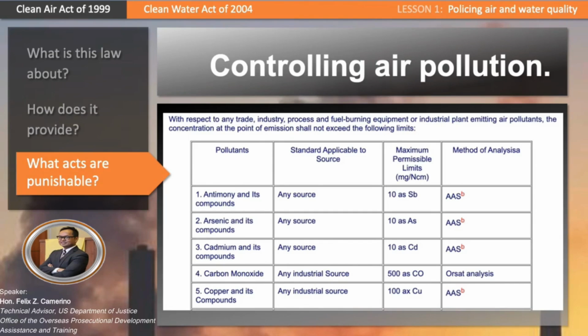Like the first column refers to the pollutant. So if you look at the first row of that first column, the first pollutant identified there is antimony and its compounds. Okay, and it's talking about sources, and then the specific limit, the condition as to what is permissible, to what extent it is permissible, and then your method of analysis, in essence, how you concluded what you are looking into actually complies with that standard.